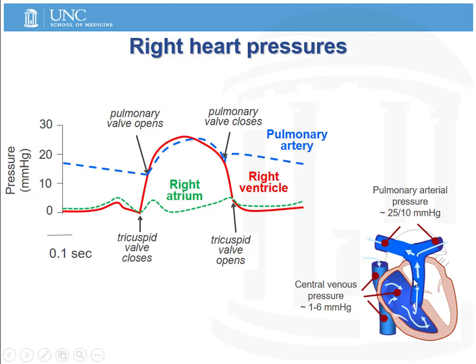If the pulmonary arterial pressure is 25/10, this means that the highest pressure in the pulmonary artery is 25 millimeters of mercury during systole, and the lowest the pressure gets is 10 millimeters of mercury during diastole or ventricular relaxation. The pressures in the right atrium are approximately equal to the central venous pressures, or the pressure in the large veins like the inferior and superior vena cava. And that's because there's no valve separating these large veins from the right atrium.